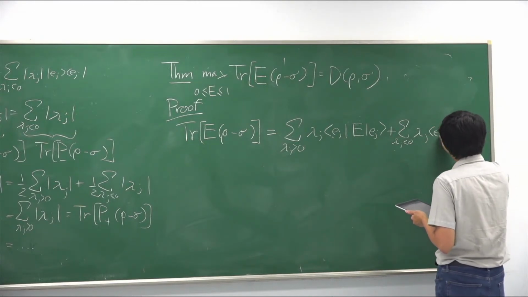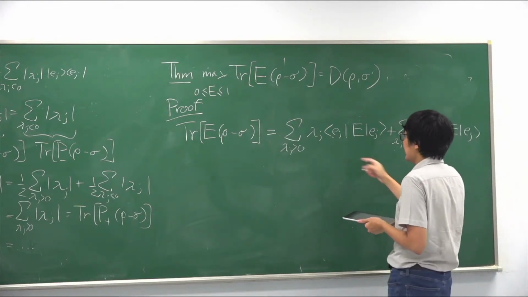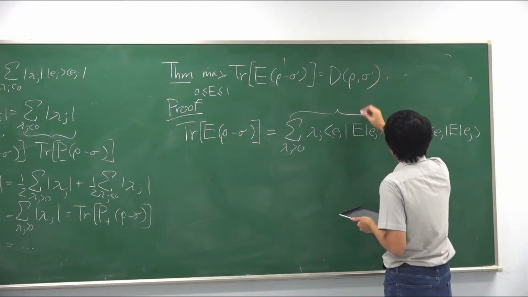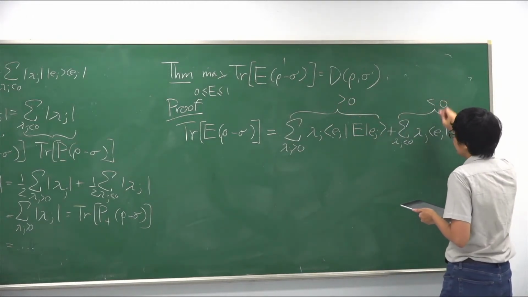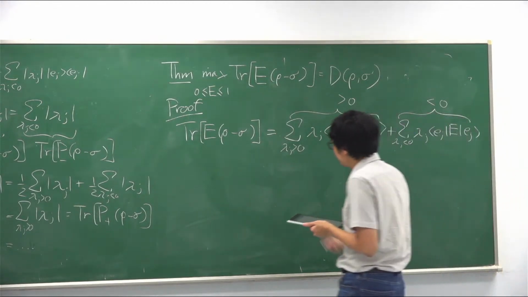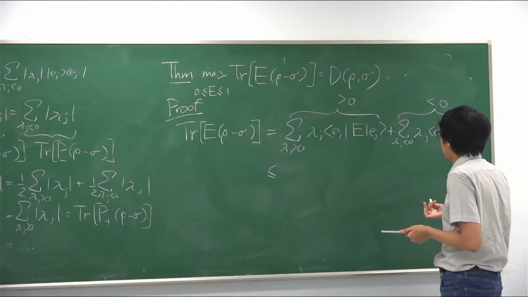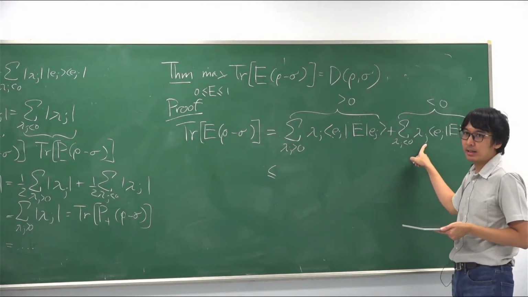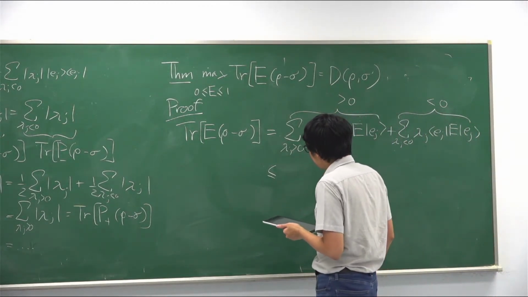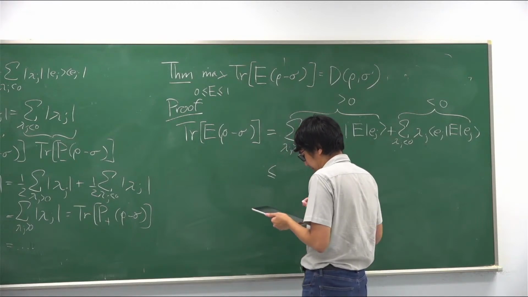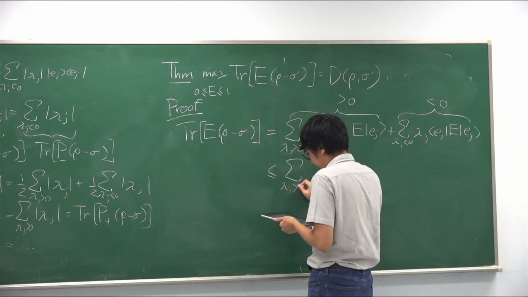Yeah, I can do this. And then this part is positive, this part is negative. And so a simple implication is that if I throw this term away, then I can get something bigger. Okay. So yeah, let's do this equality condition later.